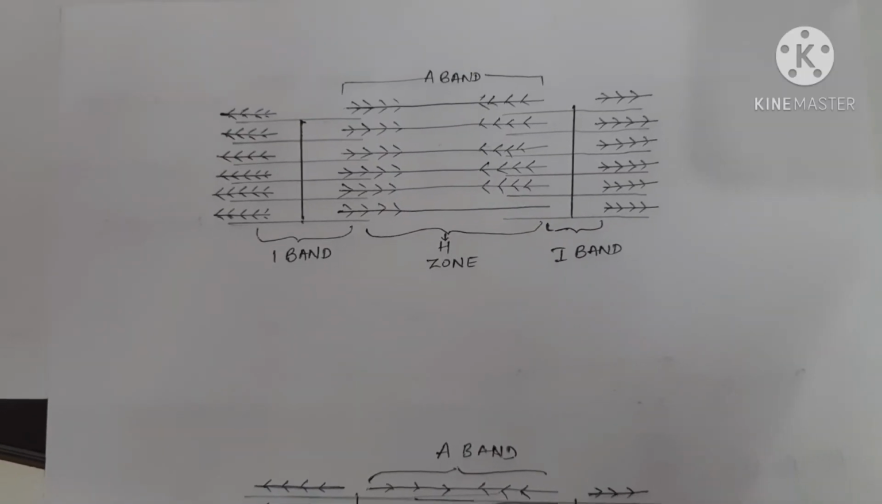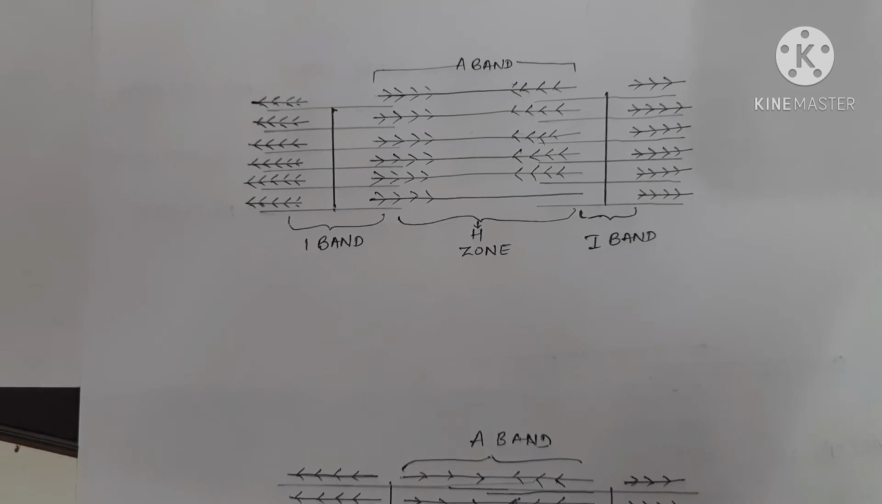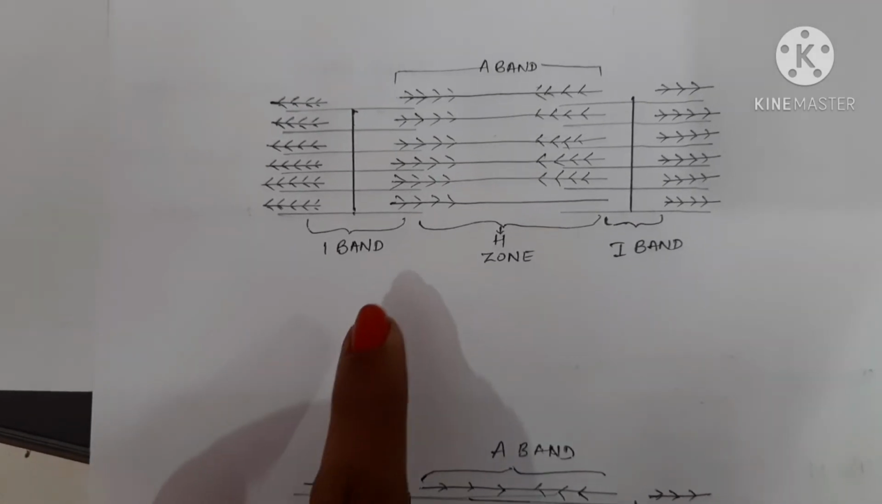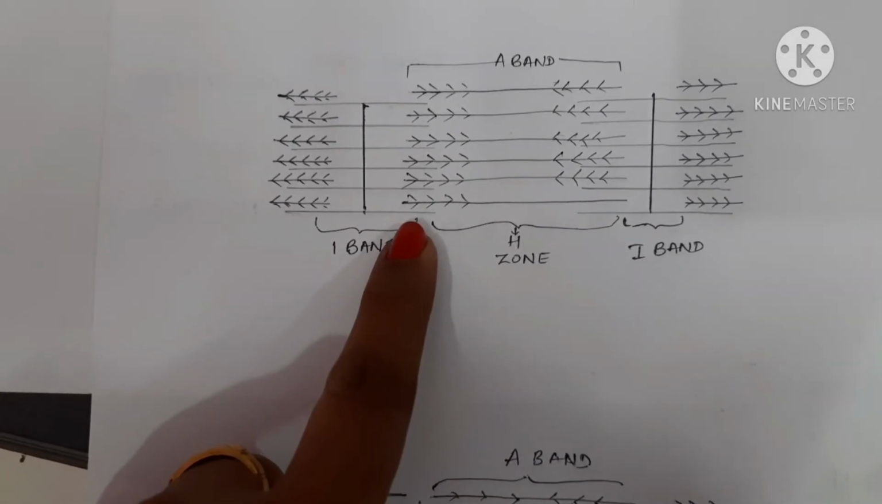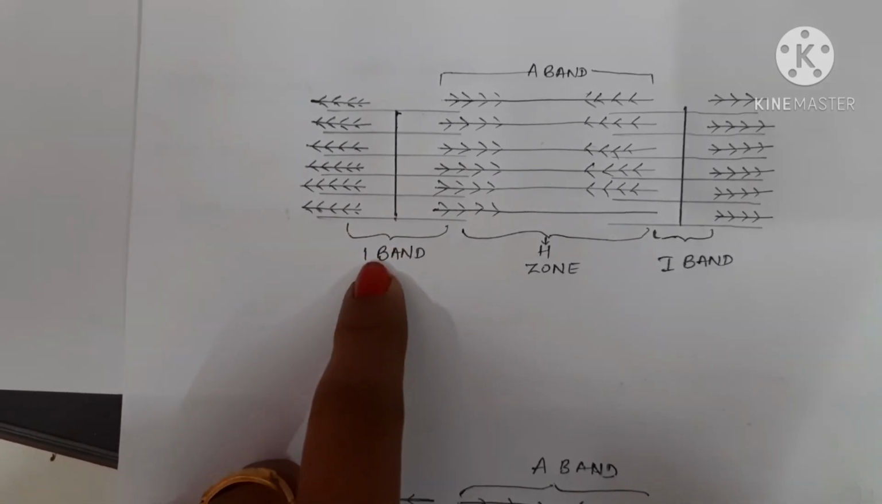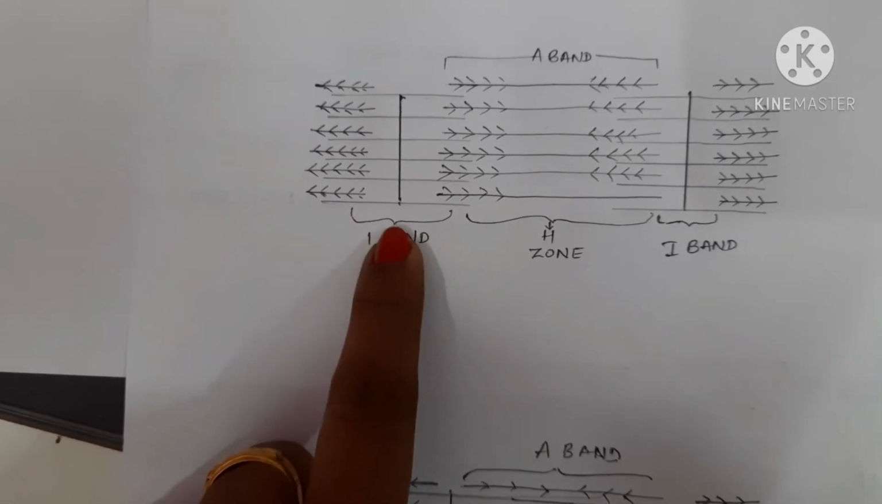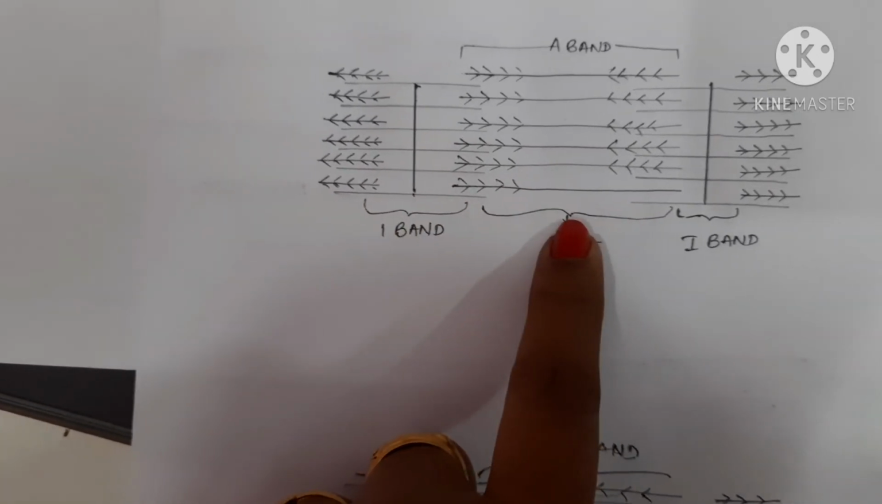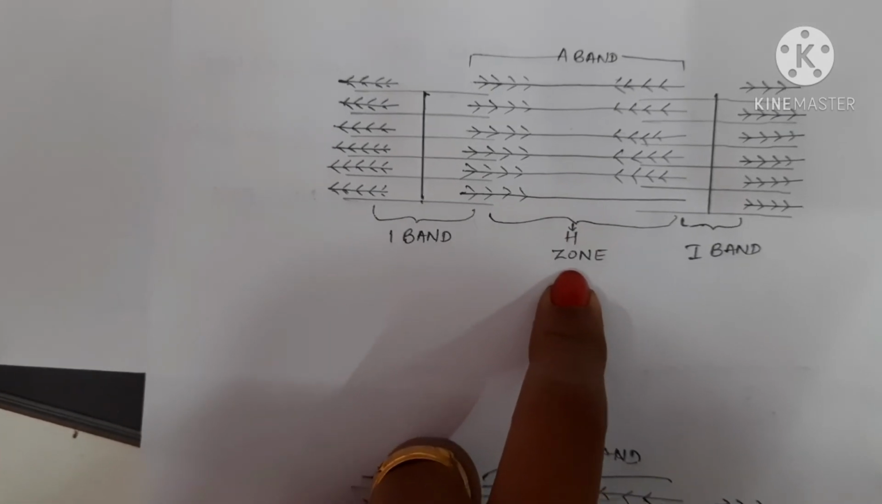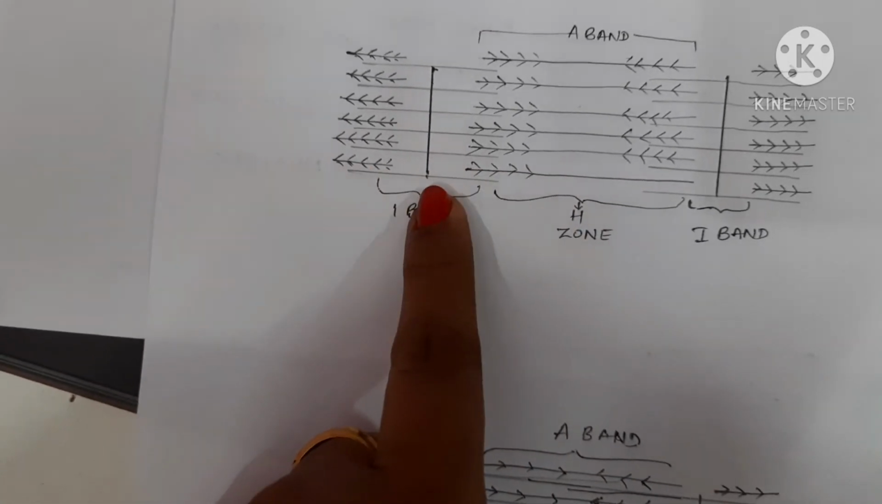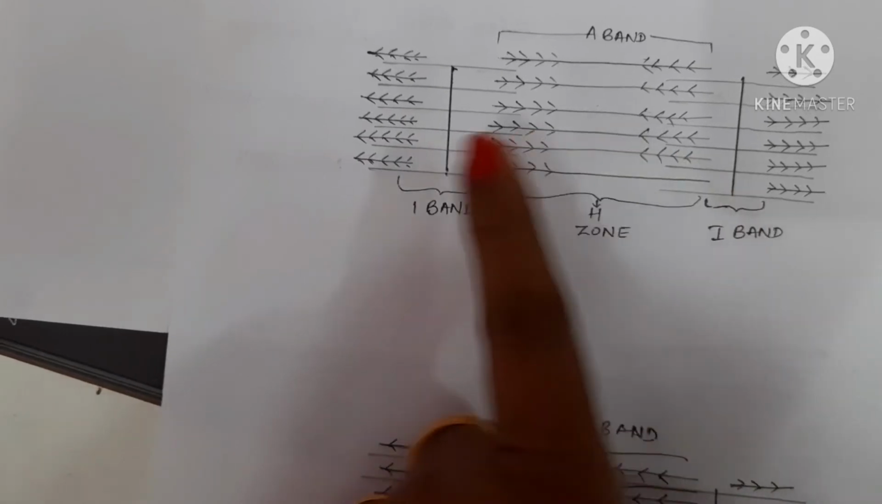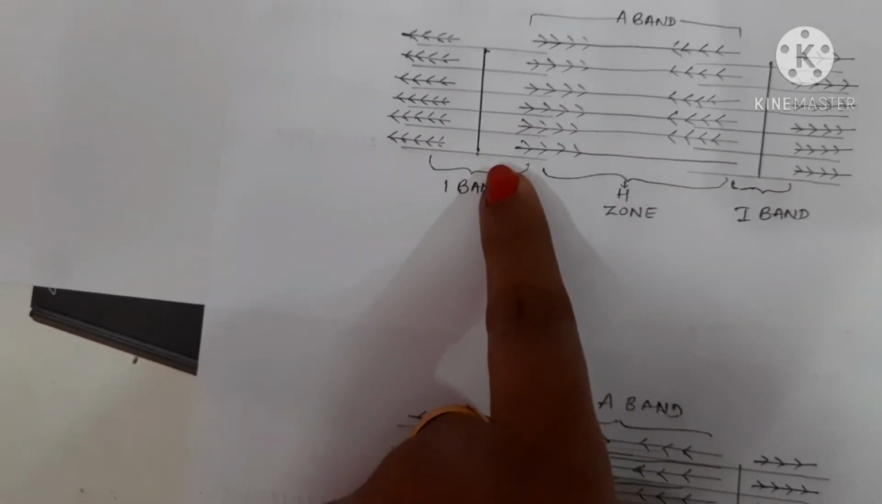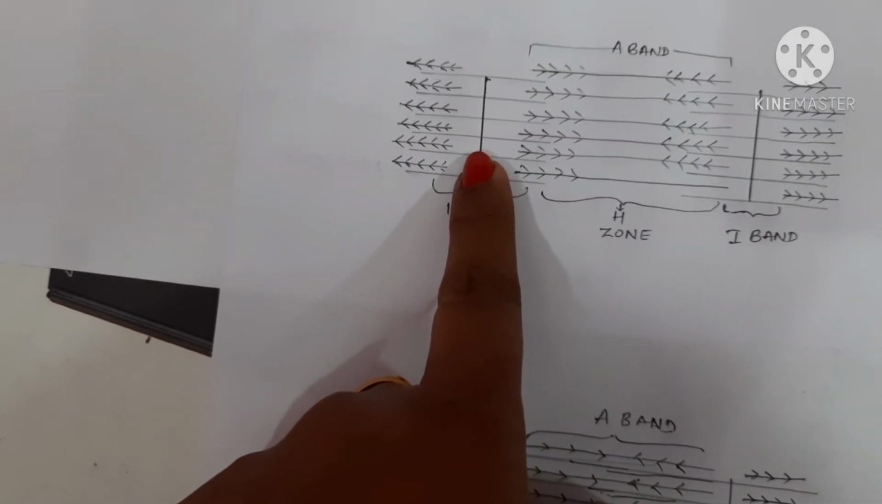Now in the sliding filament theory, we have studied that between these two darker sections are the A band, and between the A bands there is the I band. The middle section of the A band is termed the H zone. These lines, the extreme ends, these two lines are termed the Z line.